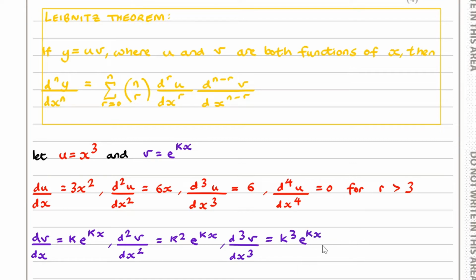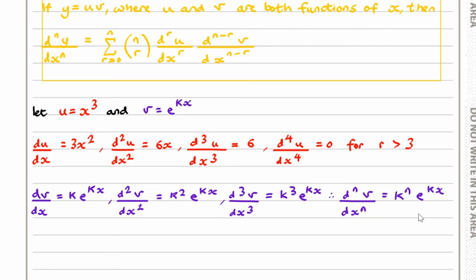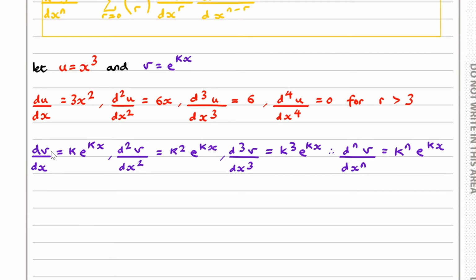And hopefully you can see where this is going. You should be able to notice that d^n v over dx^n is equal to k^n e to the power of kx. Now, the reason we want to do this is we want to work backwards in some sort of sense from here. So essentially, what we want to do is correspond the terms as necessary. So what we mean by that is this term corresponds to this term. Okay, let's just write that down.